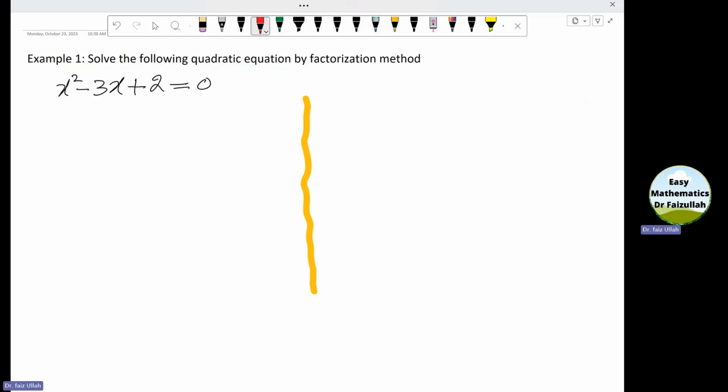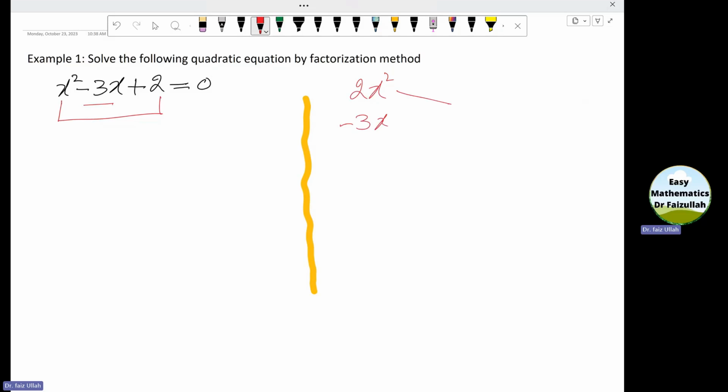The procedure is very simple. Multiply the first term with the last term and write it on one side. We have 2x square, and then write the middle term, which is minus 3x.